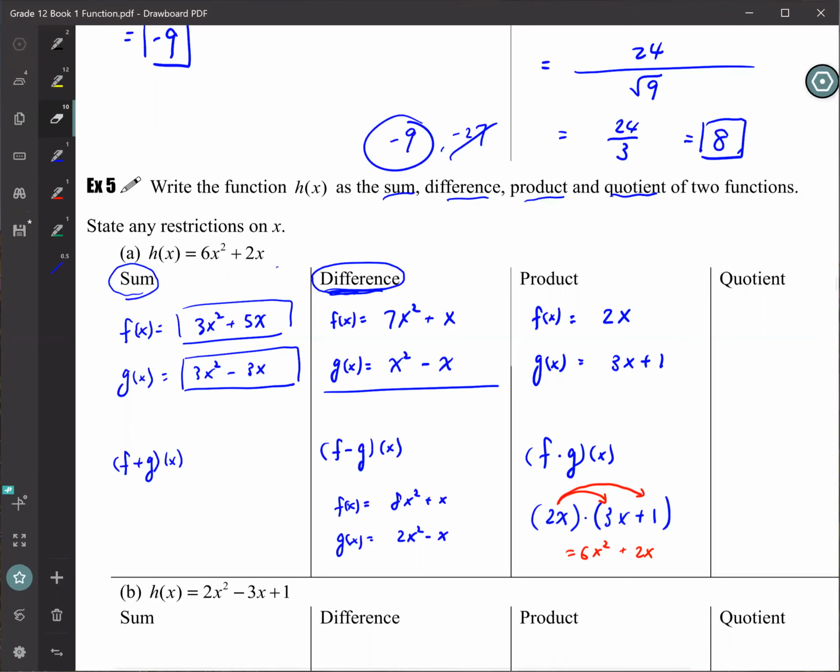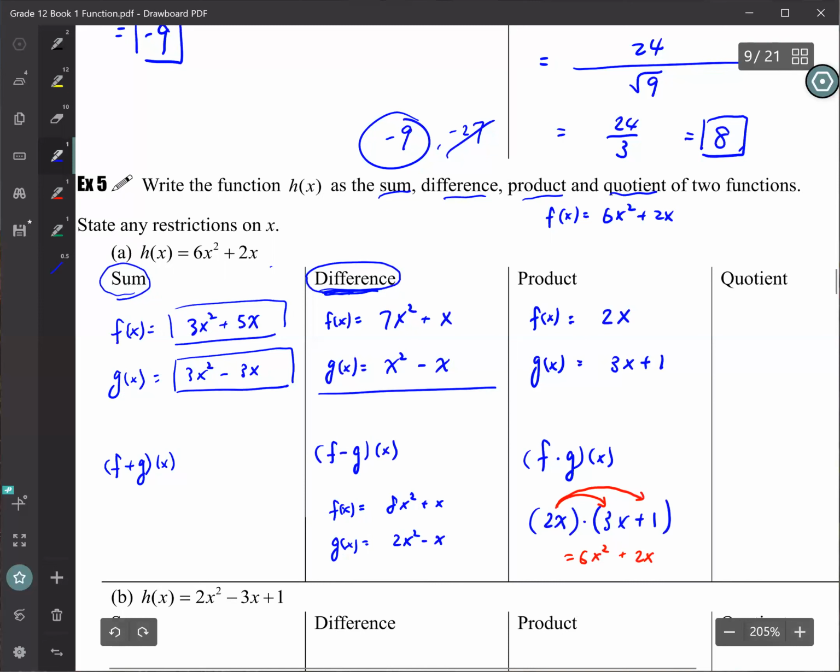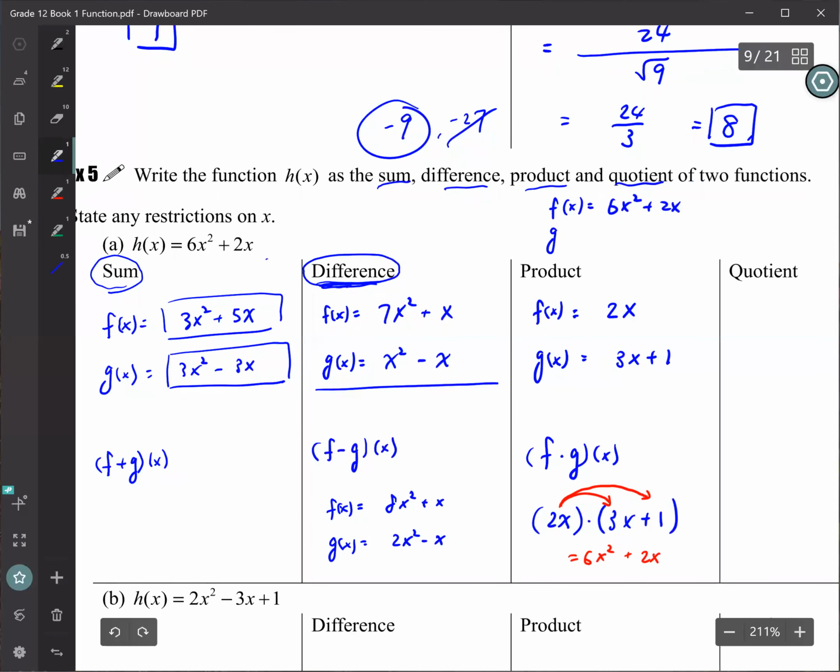Okay, William, what do you have? For f of x, I have 6x squared plus 2x. And then for g, I have 1. All right. Does that work? Technically, it works, right? Because anything times 1, it works. That's good.